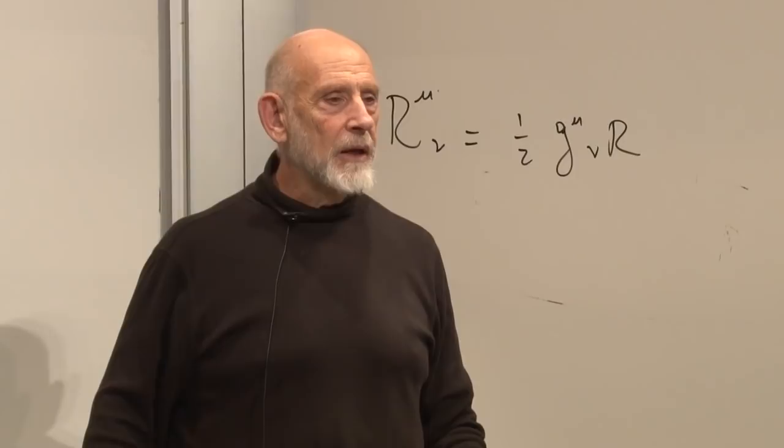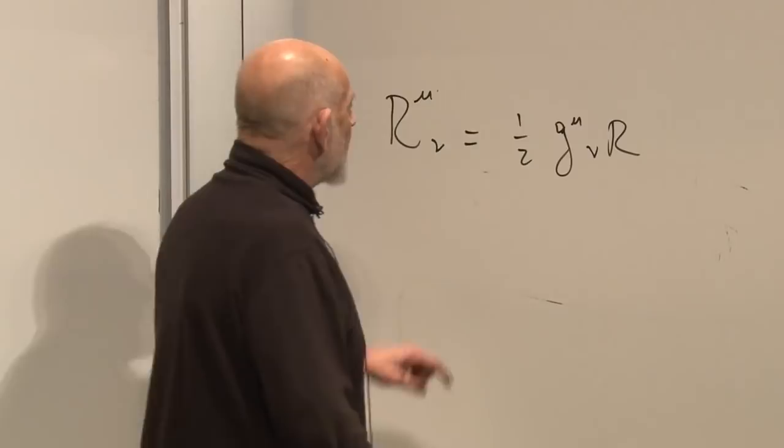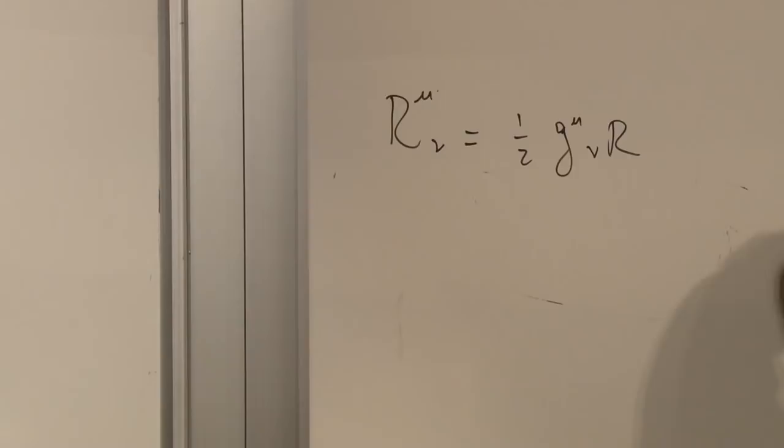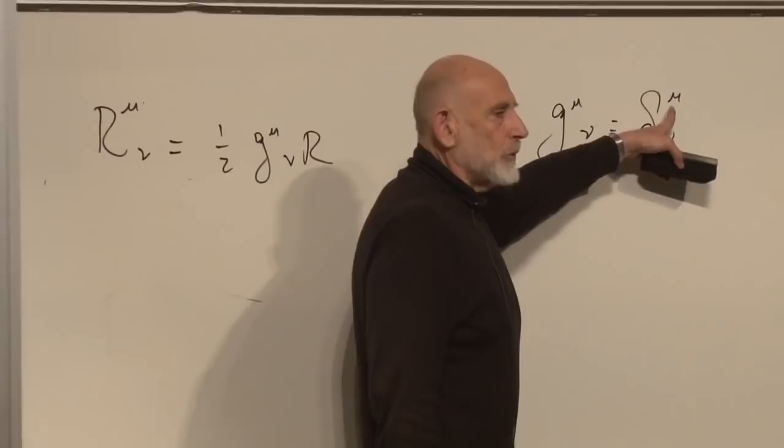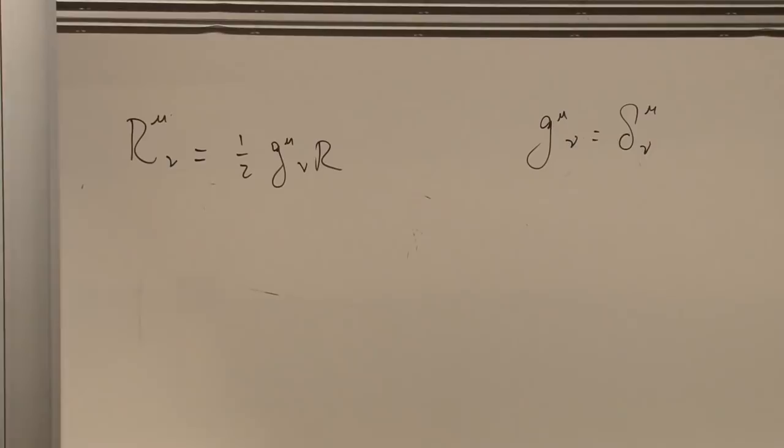Go back to your notes if you don't remember. The g with one upper and one lower index means the Kronecker delta, the ordinary Kronecker delta. In general relativity, the Kronecker delta is always considered to be a thing with one upper and one lower index, but it means the same thing. Zero when mu is not equal to nu, one when it is equal to nu. It's the unit matrix.